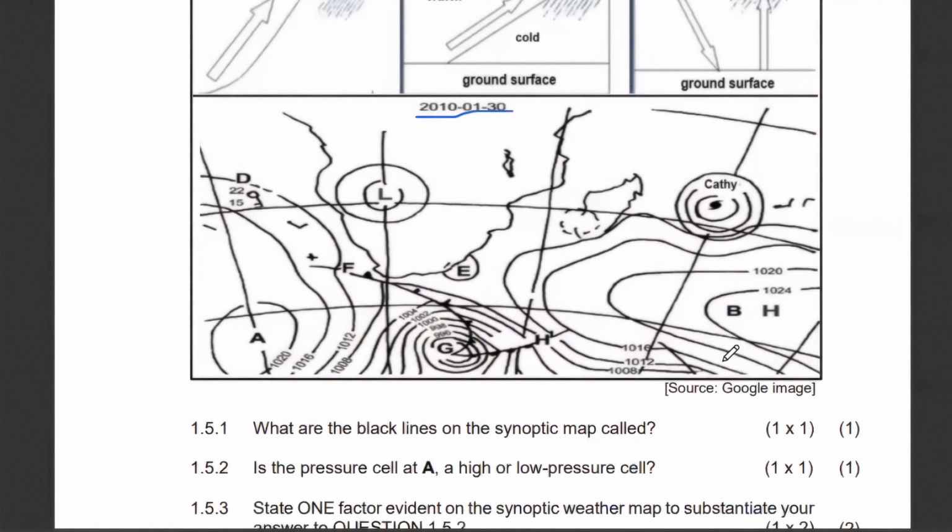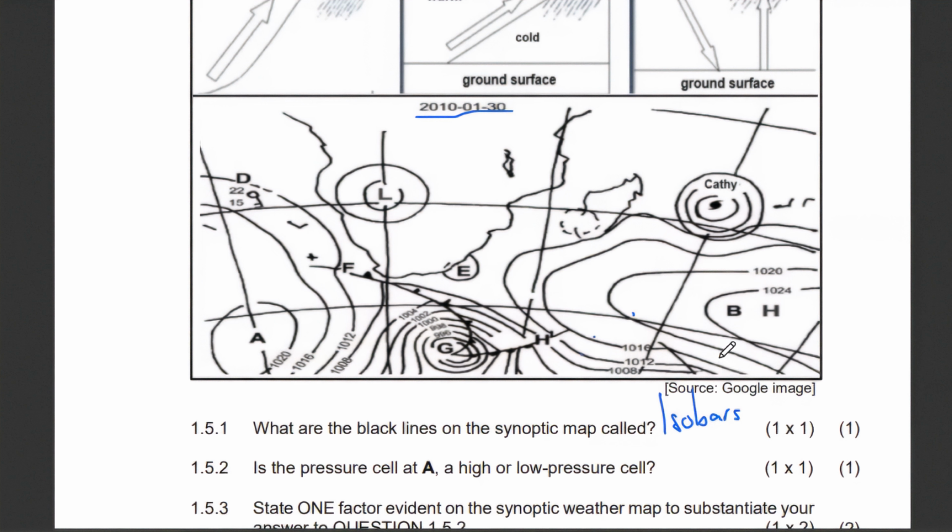Right, so the question says, what are the black lines on the synoptic map? These lines here, what are they called? They are called isobars. And what are they for? They are there to align places of the same atmospheric pressure on the synoptic map. They join places of the same atmospheric pressure.